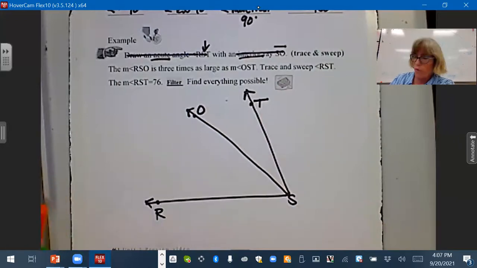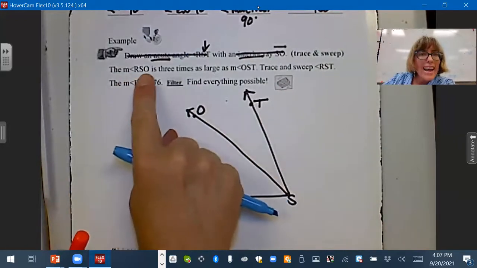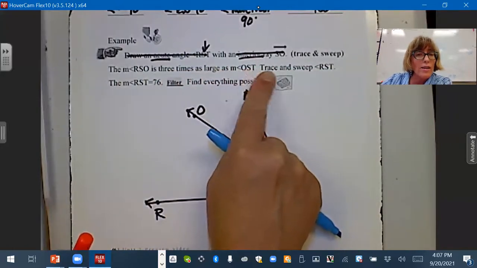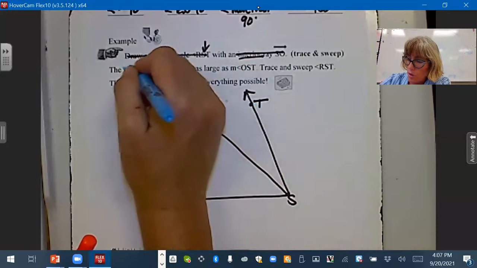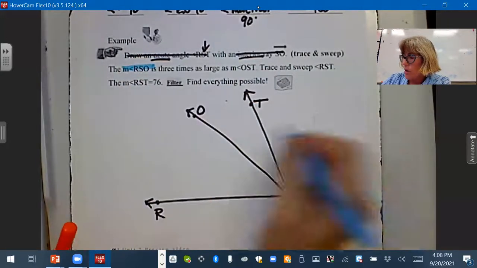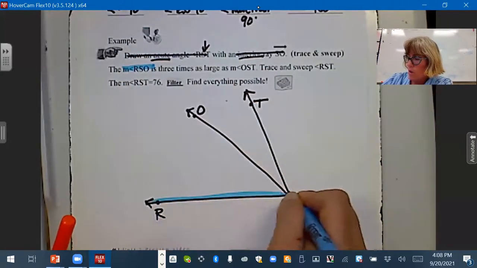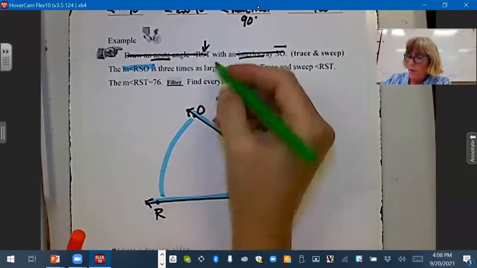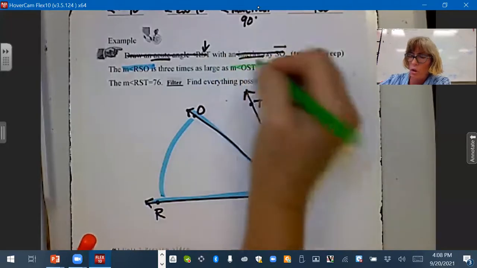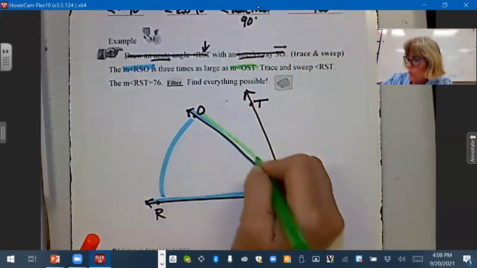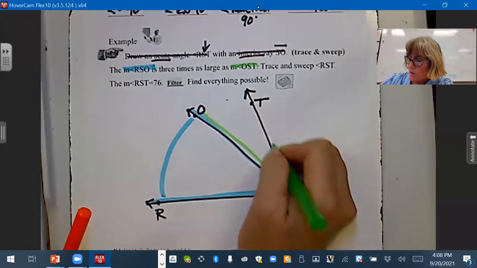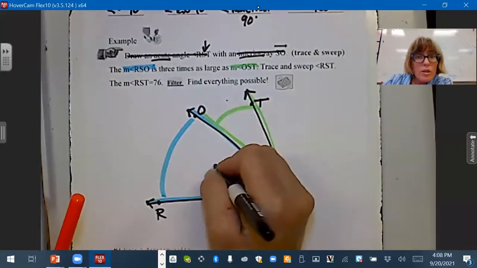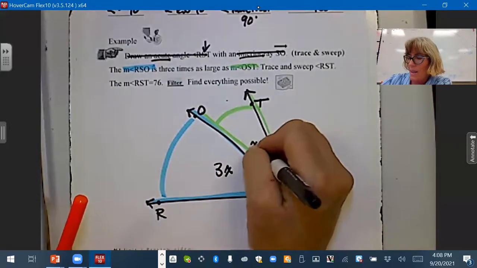Now, watch carefully. RSO is 3 times as large as OST. Let me color code this. R, S, O, blue, is 3 times as large as O, S, T. That means this is 3x and x.